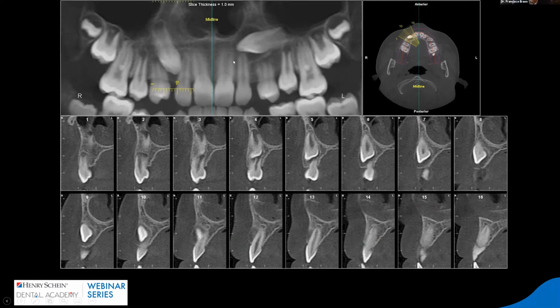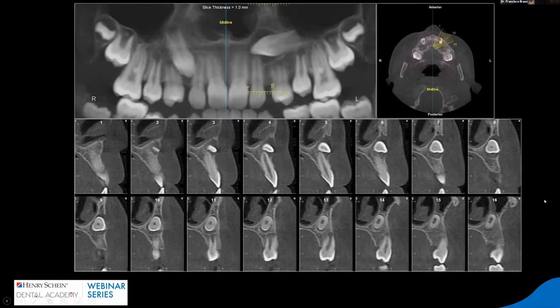Here there is a well-defined corticated lucency that goes around the crown of tooth number 11. That may be important if we're going to make decisions about extracting teeth or not extracting teeth and bringing those canines down. Again, we're not talking about orthodontics or the way that I do it, but it's just information that I have.